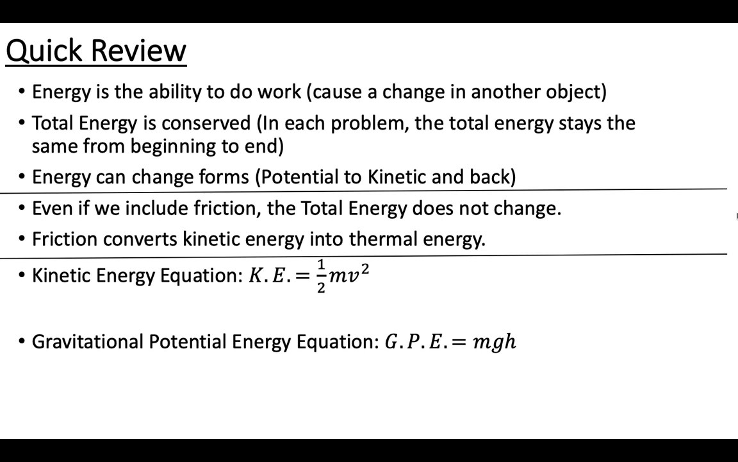And then we had our gravitational potential energy equation. GPE equals mgh, all multiplied together. M for mass again. G is the acceleration due to gravity. That's our friendly 9.8 that we always use as long as we're on Earth. And then you've got h. H is for height. How far from the ground are they?